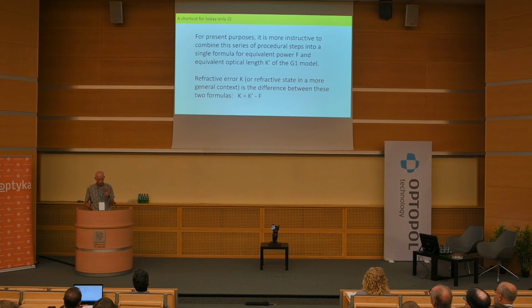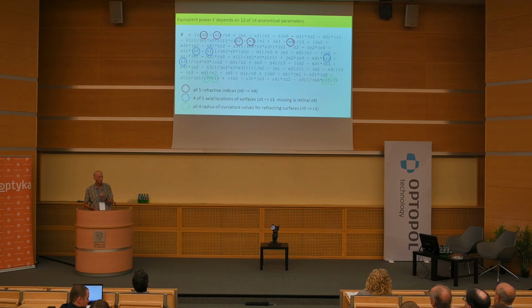So, for today's purposes, I'm not going to go through all that kind of stuff. I'm going to cut right to the bottom line and show you an equation that shows how the equivalent power and the equivalent length of the reduced eye depend upon the input 14 parameters. Okay? So, hold your breath. This is the equation. It's a really complicated equation, and 13 of the 14 anatomical parameters are in that equation.